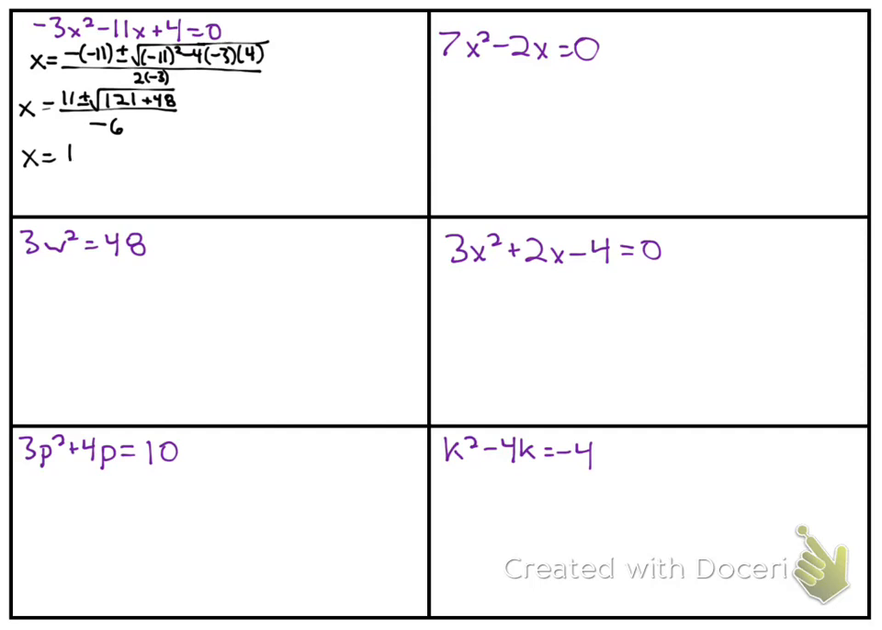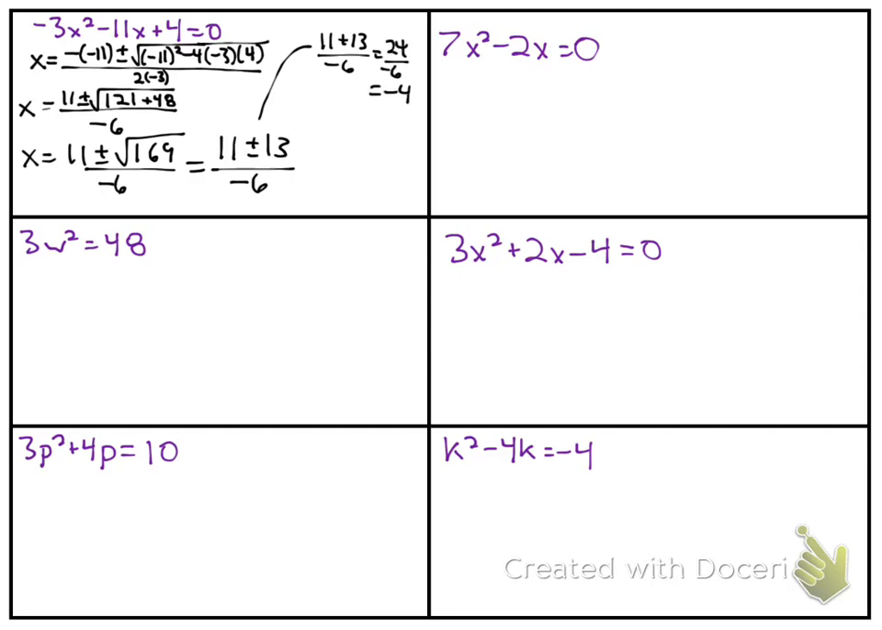Now this turns out to be 11 plus or minus the square root of 169 over negative 6, which is a perfect square, so we get 11 plus or minus 13 over negative 6. So we have our two solutions. We go 11 plus 13 over negative 6, which gives us 24 over negative 6, or negative 4. And then 11 minus 13 over negative 6, which gives us negative 2 over negative 6, or 1/3. So our answers are 4, negative 4, and 1/3.